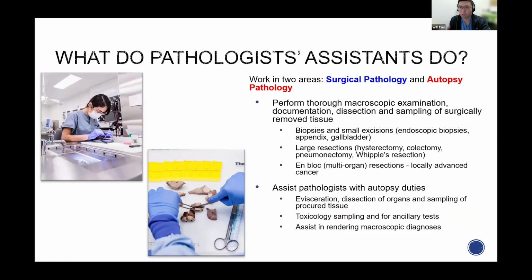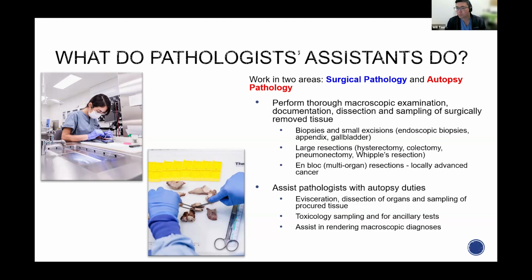And if you look at the job of a PA, our role is really two sides of the same coin. One side of the coin is what we call surgical pathology, and the other side is autopsy pathology. So for surgical pathology, PAs perform macroscopic examinations, documentation, dissection, and sampling of surgically removed tissue from patients.